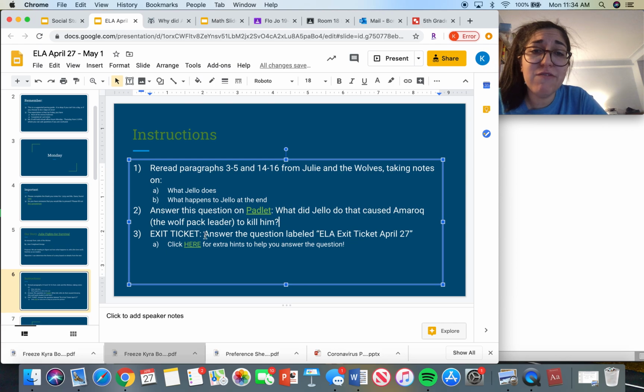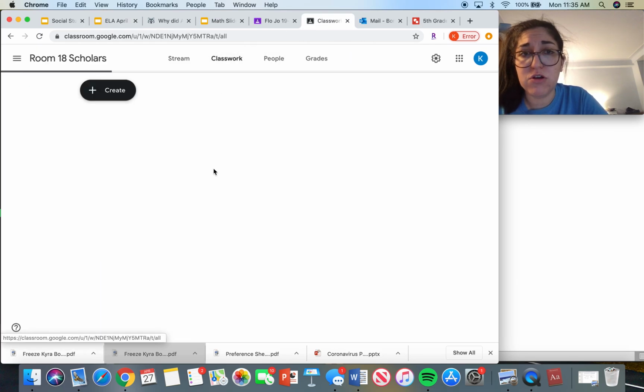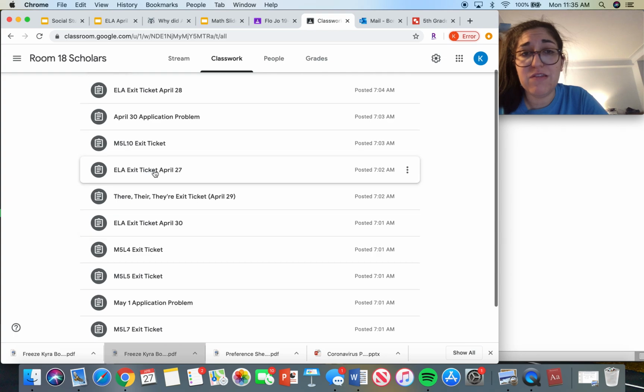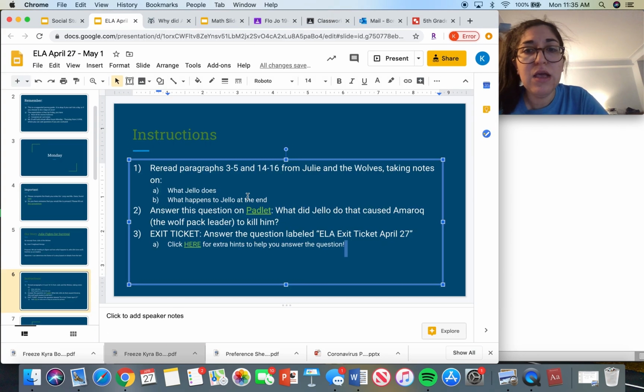After you've read it, taken notes, and answered that Padlet question, your exit ticket for the day is to answer the question labeled ELA Exit Ticket April 27th, which you know where that is. You go to Room 18 Scholars, you go to your classwork, and you find the one labeled ELA Exit Ticket April 27th. You're going to answer the question in there.